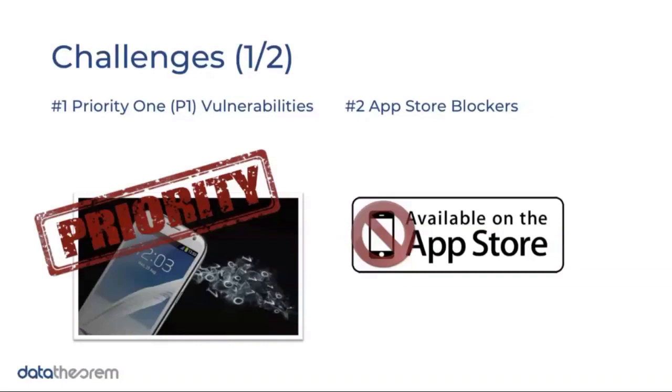We have to scan for P1 issues on a daily basis on every build to make sure it's zero. And if that's zero, we know we passed that test case. So that's challenge number one, and probably the biggest challenge that we always want to solve for our mobile apps.